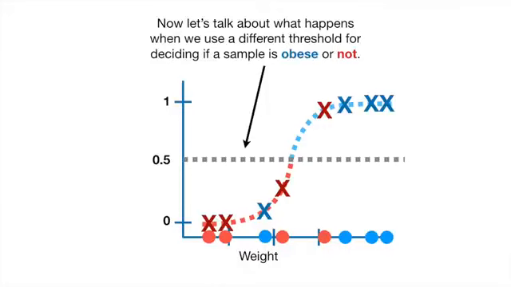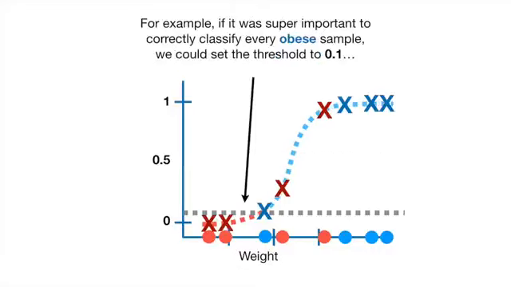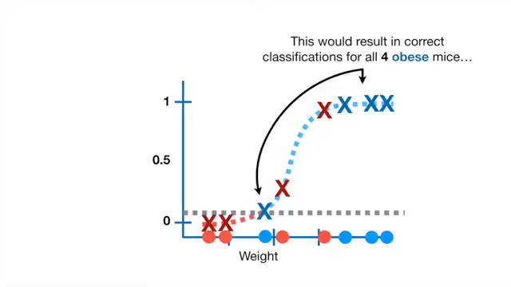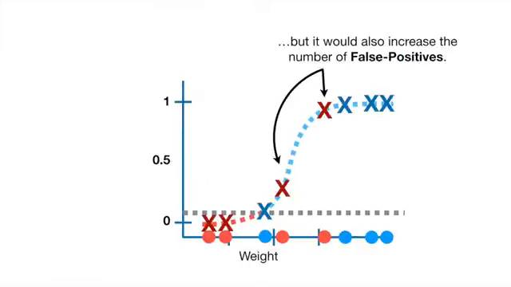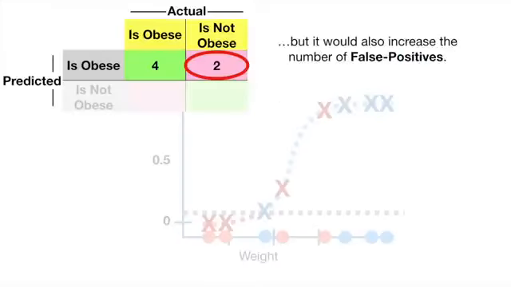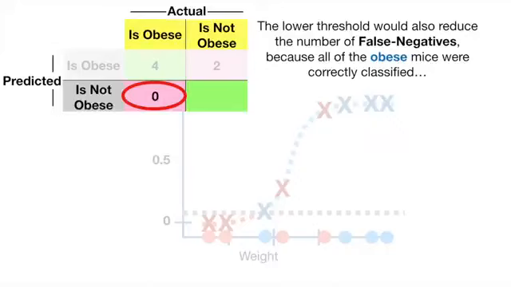Now let's talk about what happens when we use a different threshold for deciding if a sample is obese or not. For example, if it was super important to correctly classify every obese sample, we could set the threshold to 0.1. This would result in correct classifications for all 4 obese mice. But it would also increase the number of false positives. The lower threshold would also reduce the number of false negatives because all of the obese mice were correctly classified.